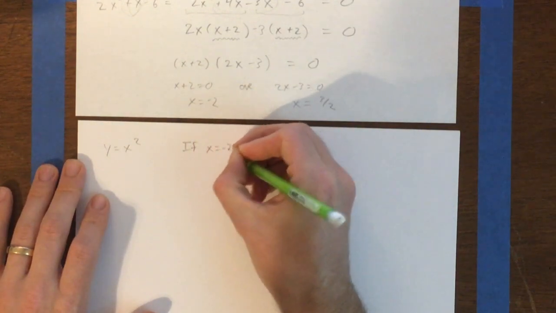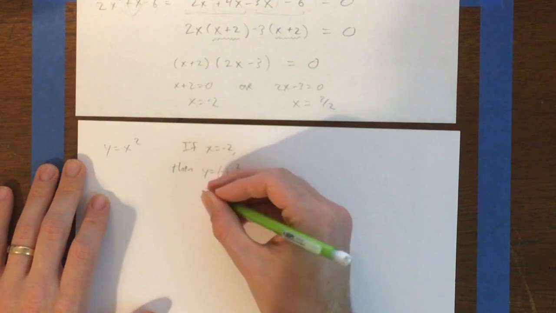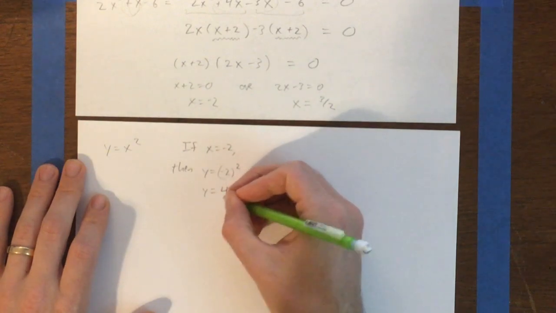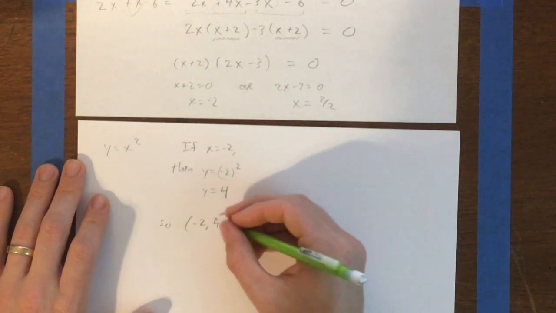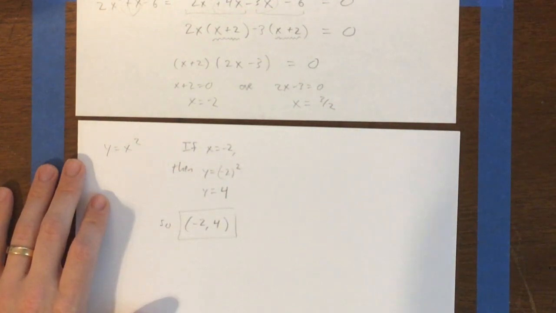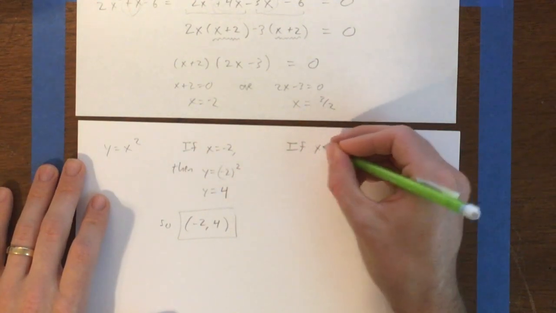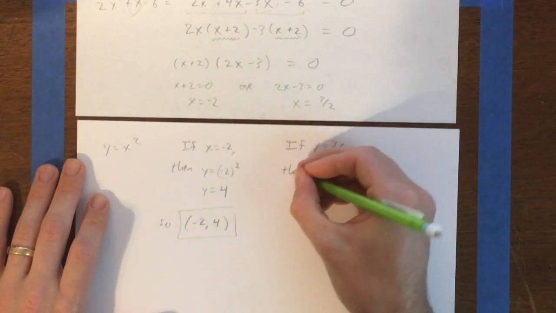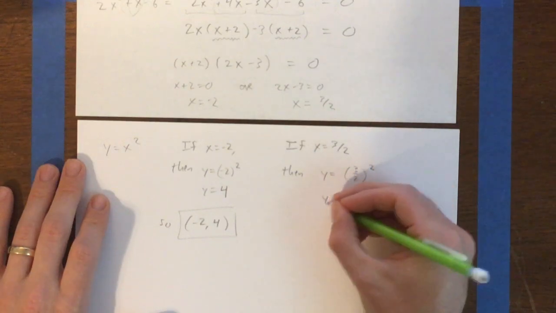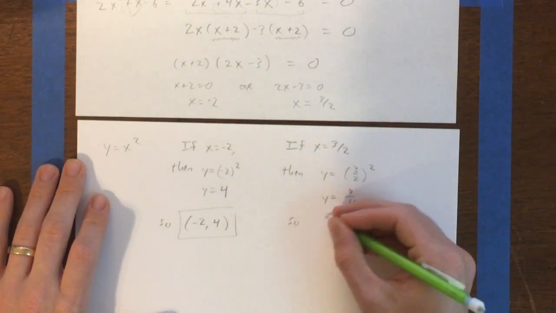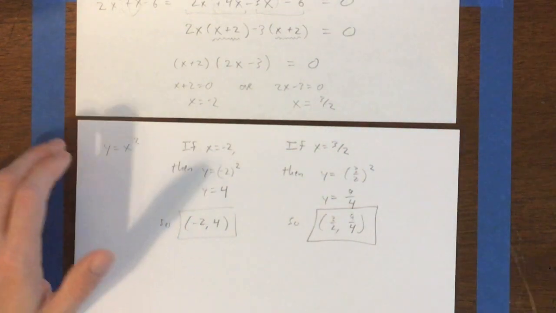If x is negative 2, then y would equal negative 2 squared, which is 4. So that means that the point negative 2, 4 is a solution. That's one of our two solutions. There's a second one. The other option is if x is 3/2, then y is going to be 3/2 squared, which is 9/4. So 3/2, 9/4 is another solution.